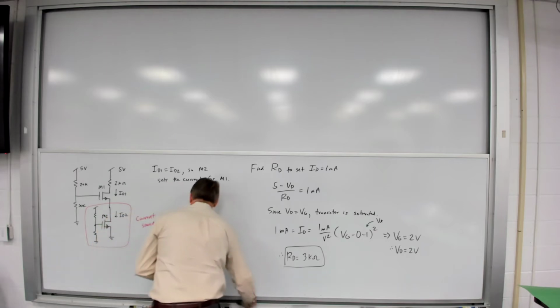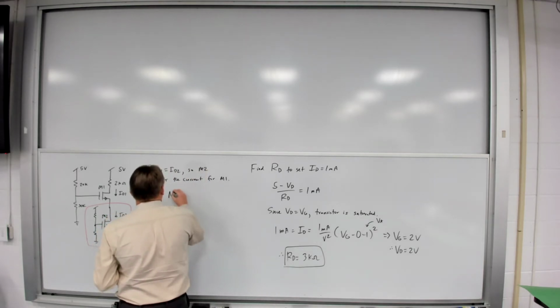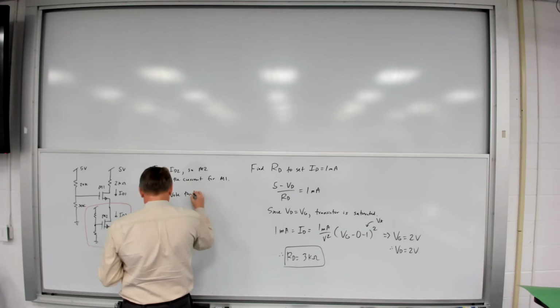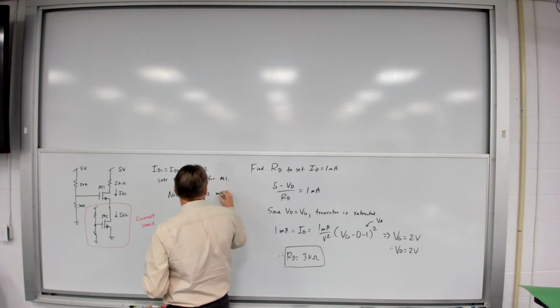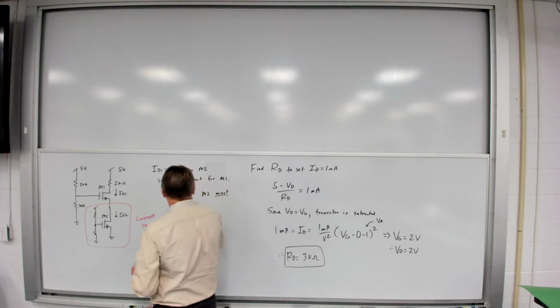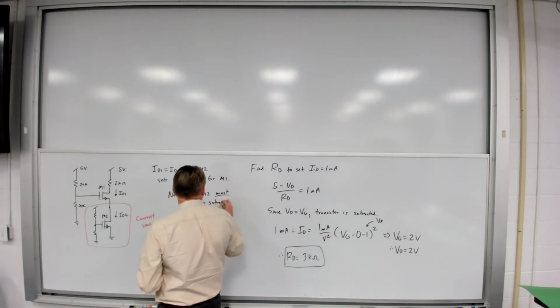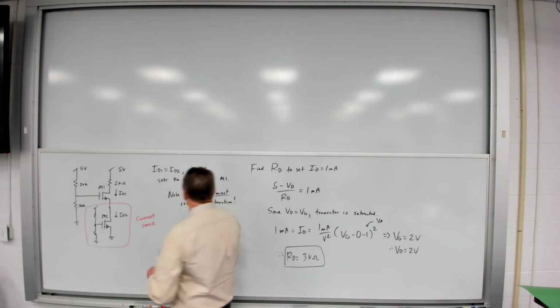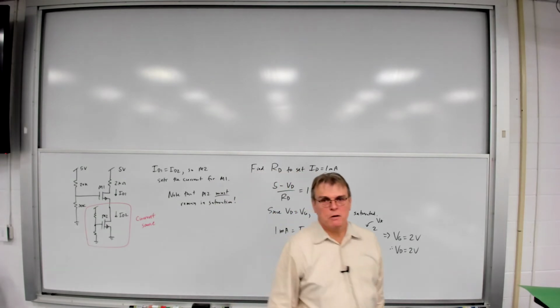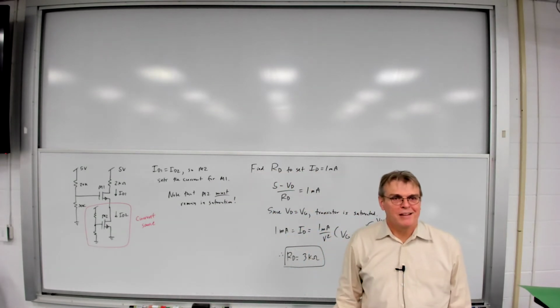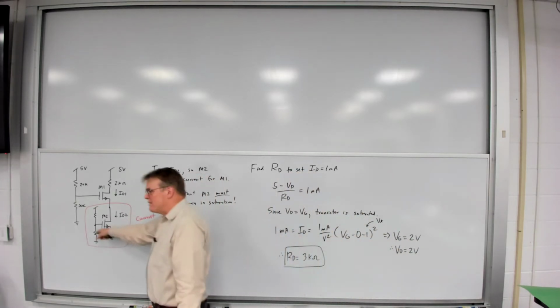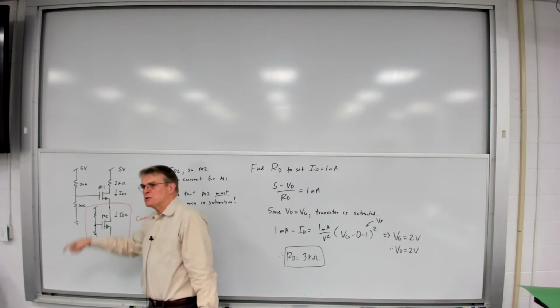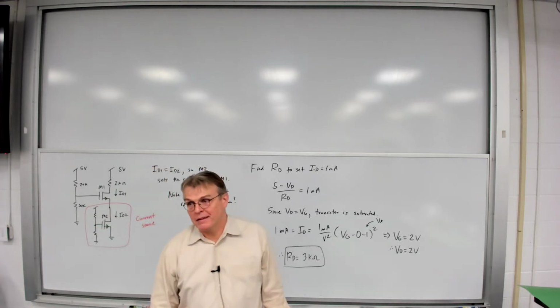We note M2 must remain in saturation. That is absolutely essential. Not only M1, but M2. They both got to be saturated because, keep in mind, if this thing goes into triode, it quits acting like the current source. It becomes more like a resistor.